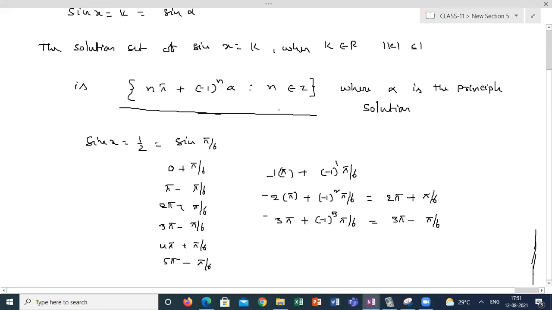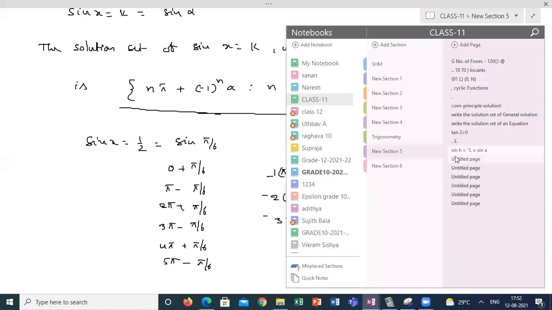This is the general solution of sin x is equal to some fixed value. Even this is valid for 0 also. If I'm taking sin x is equal to 0, your alpha is 0. The principal solution of sin x is equal to 0, your alpha is becoming 0. Is it clear? What is the meaning of general solution? How is the principal solution useful here?